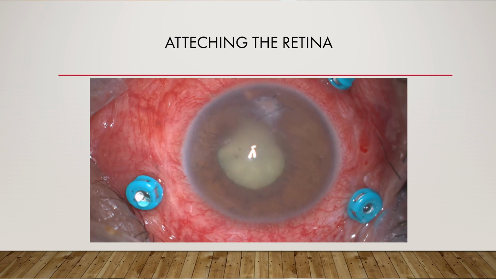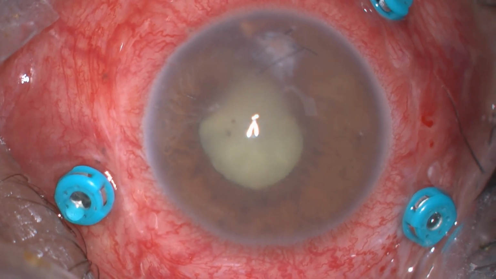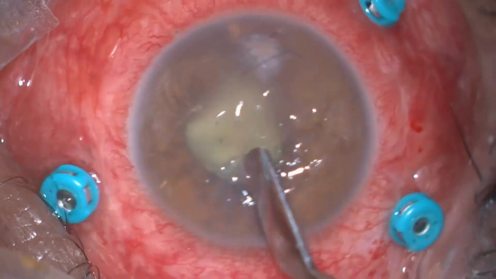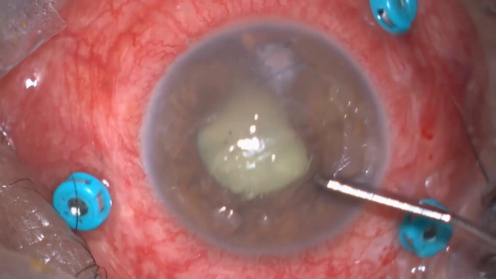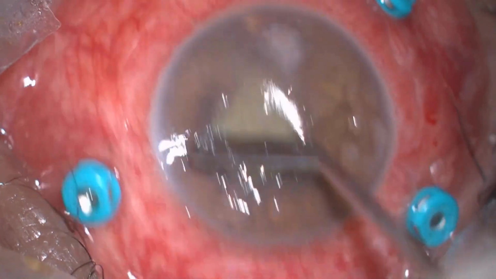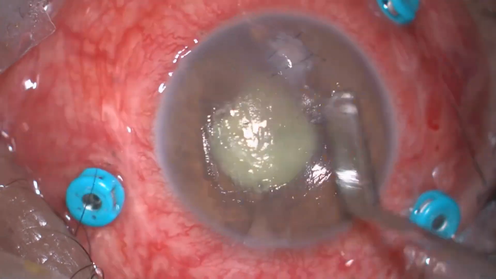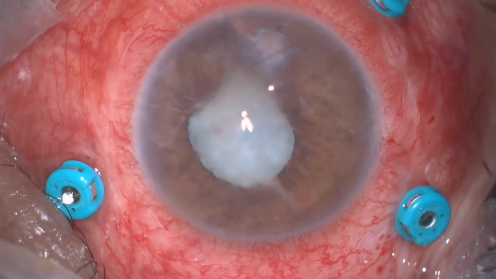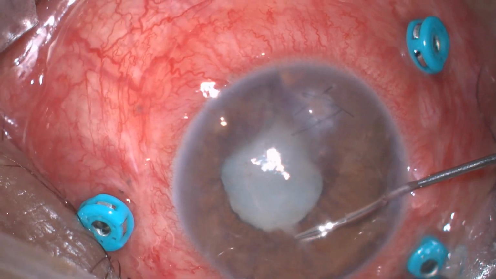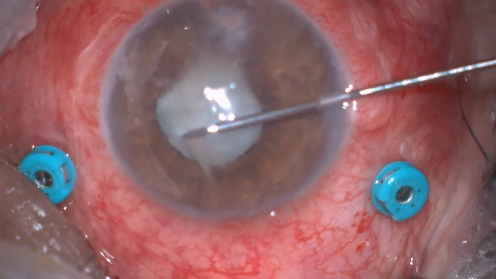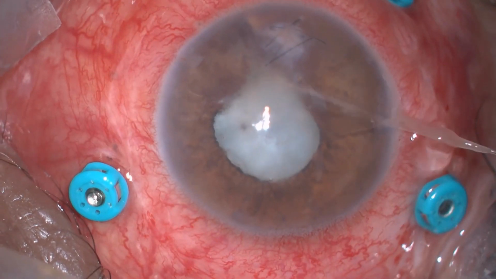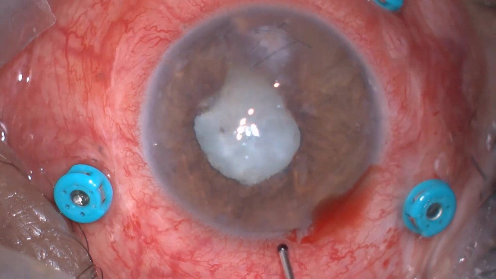It will be my last video in this session. So we will see all the steps in this video. We have already inserted our trocars. Now we are peeling the corneal epithelium. The view is increasing, as you see here. Now I am realizing that there is a membrane. I am removing the lens membrane, and the view becomes nearly perfect.